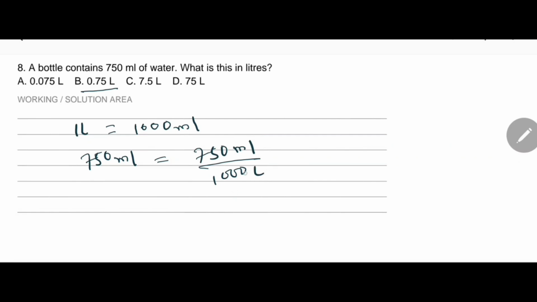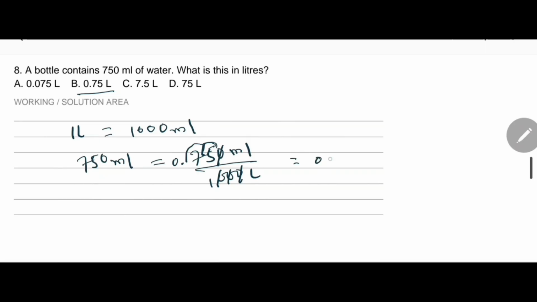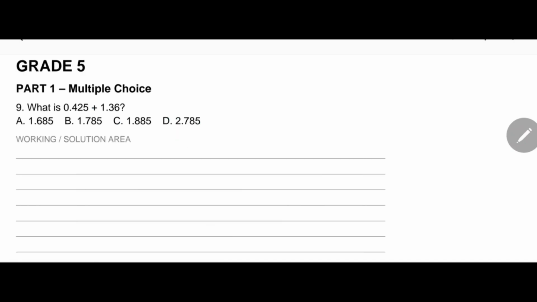So when you do the division, this 0 will cancel this 0. Then the last time I was telling you that wherever you see a 0, you bring it back one step. So when you bring this one back, then 1 0 goes off. When you bring it back again, then this 0 goes off. Then you bring the point. So now it becomes 0.75 liters. So the answer is B. Do you understand? Yeah.